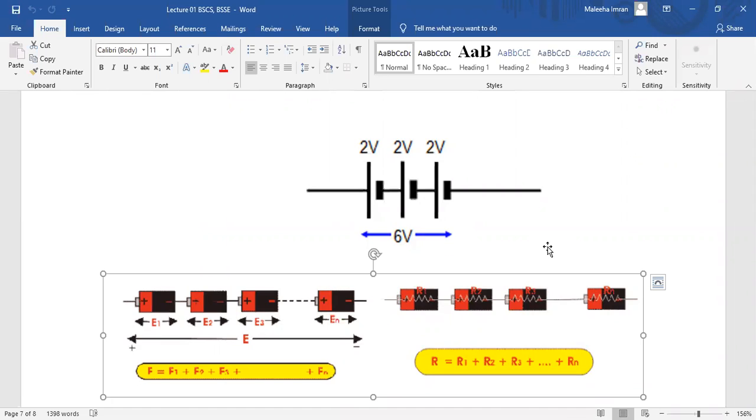Now each cell has some resistance. So if the cells are connected in series, then the total resistance of all the three cells will be equal to the sum of the resistances. So it means in the case when the cells are connected in series, we see two things. Number one, the voltage increases and the resistance also increases. It means in this situation, the current will decrease. So this is a situation, the cells are connected in series.